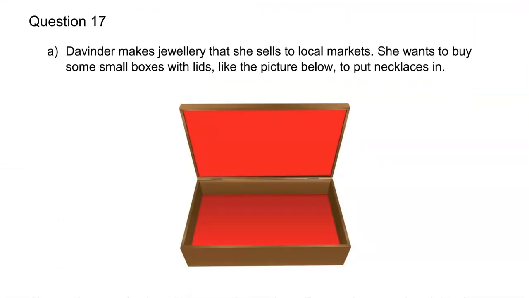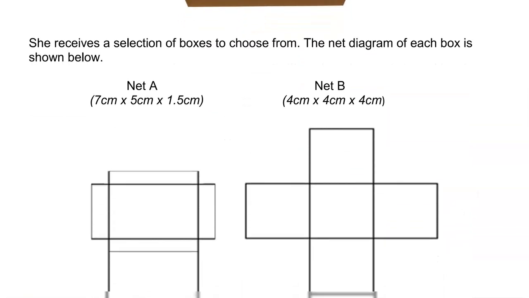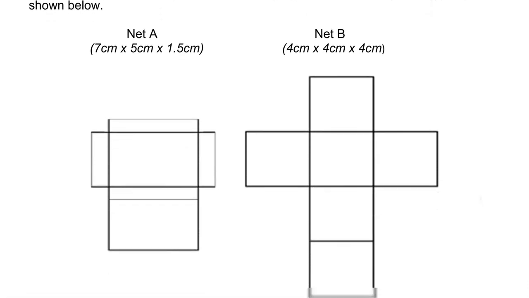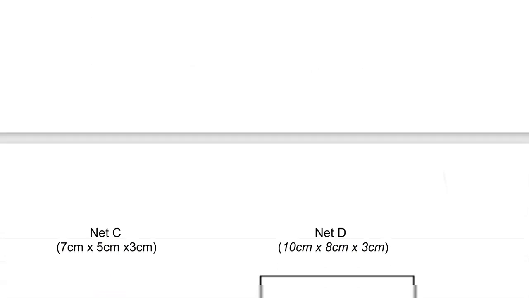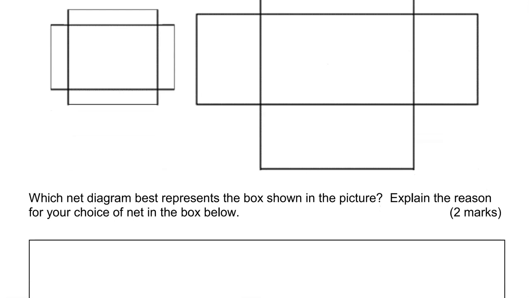Davinder makes jewelry that she sells to local markets. She wants to buy some small boxes with lids, like the picture below, to put necklaces in. She receives a selection of boxes to choose from. The net diagram of each box is shown below. So we've got net A and net B, net C and net D. Which net diagram best represents the box shown in the picture? Explain the reason for your choice of net in the box below.